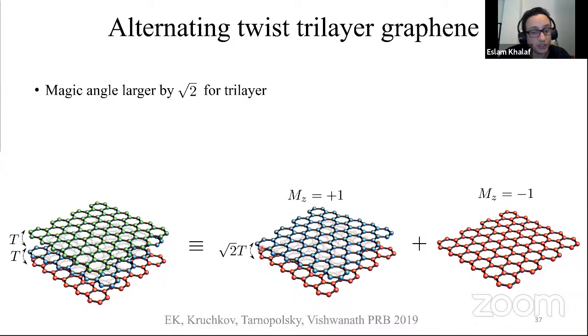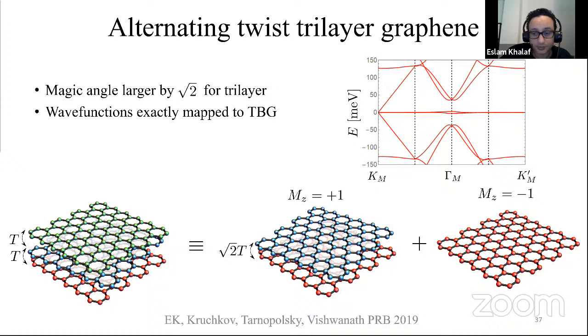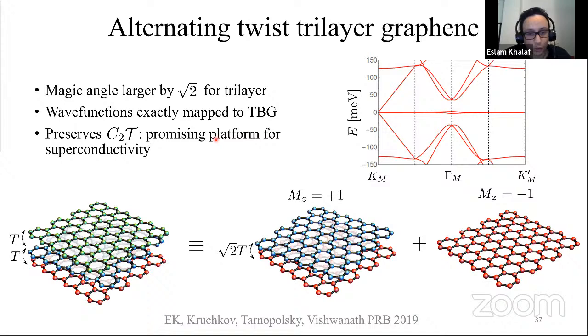The band structure is also very similar to twisted bilayer graphene, with the main difference that we get this extra Dirac cone. And not only is the band structure identical, but also the wave functions map exactly to those of twisted bilayer graphene, again with this extra Dirac cone. So this led us to predict that this system is actually a very promising candidate to realize superconductivity. It has all the properties that are realized in twisted bilayer graphene, the band structure, the symmetries, and so on.